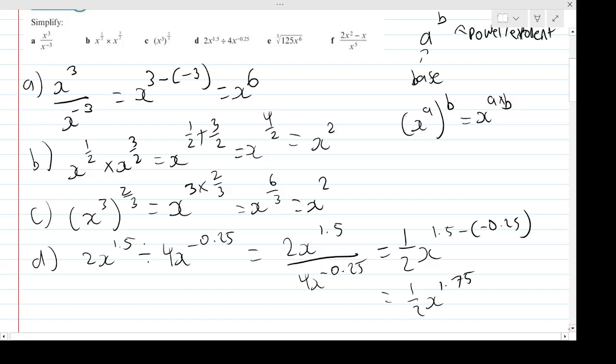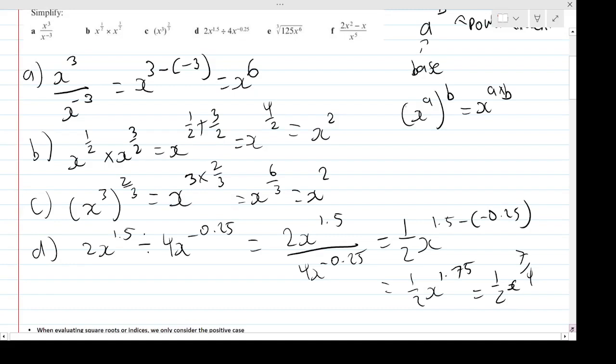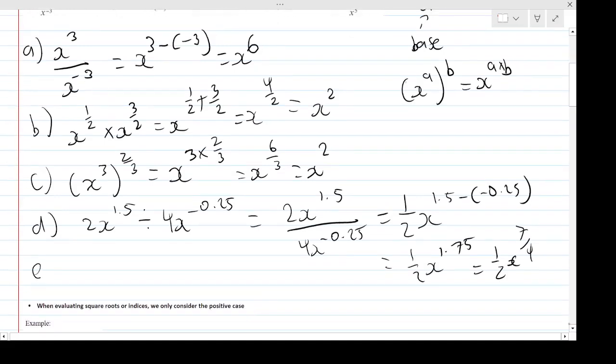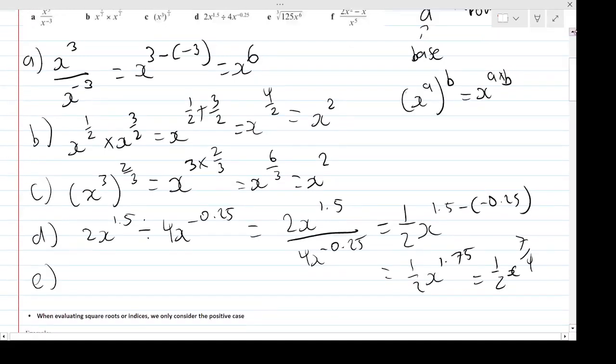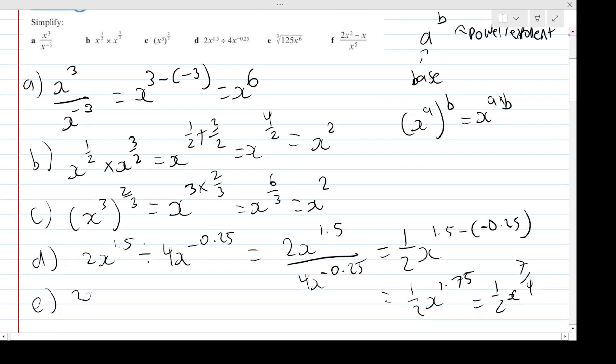And you'd be fine to leave it as that, but what you could say, you can write this as a fraction. Okay, so 1.75, well, that's going to be 7 over 4, right? And then part E, we have 2x squared minus x over x to the 5.